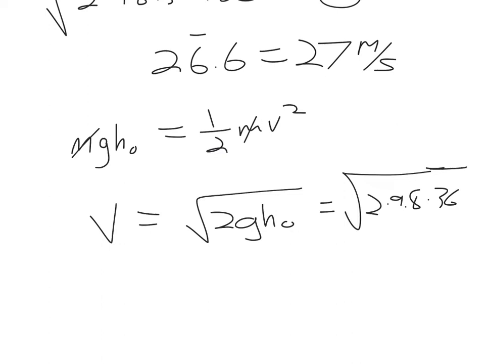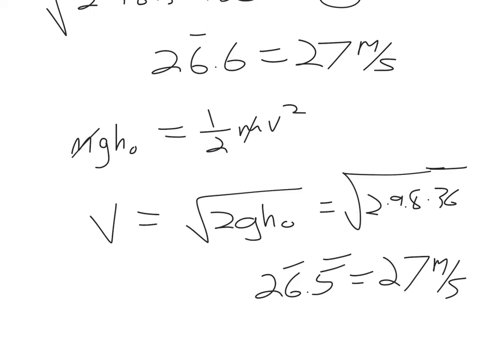Okay, so let's put that in. Square root of 2 times 9.8 times 36. Well, what do you know? 26.5, which in a 2 sig fig problem is really 27 meters per second. So look at the difference between the unrounded answers, 26.5 and 26.6. Your starting velocity makes almost no difference to how fast you end up. Literally like 1%.